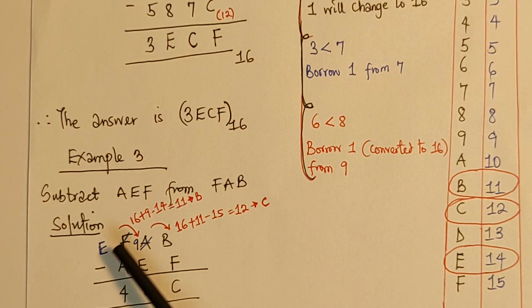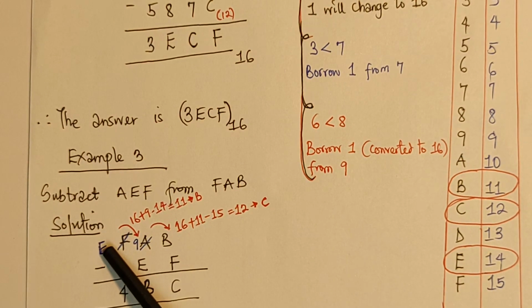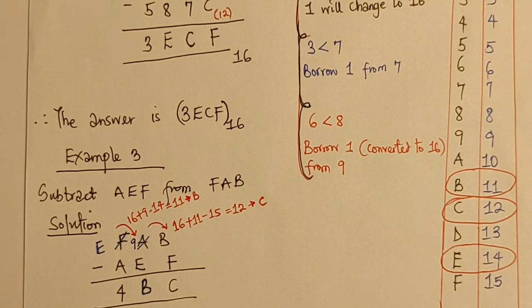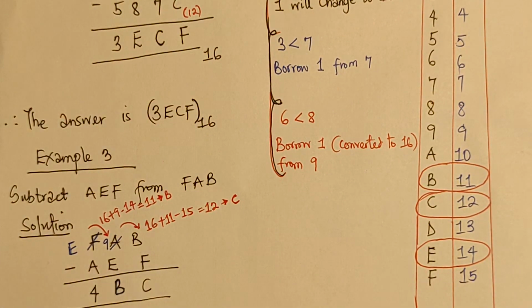And lastly, we have here E, which is 14, minus A, which is 10. So 14 minus 10 will give us 4. So at the end of the day, our answer is going to be 4BC in base 16.